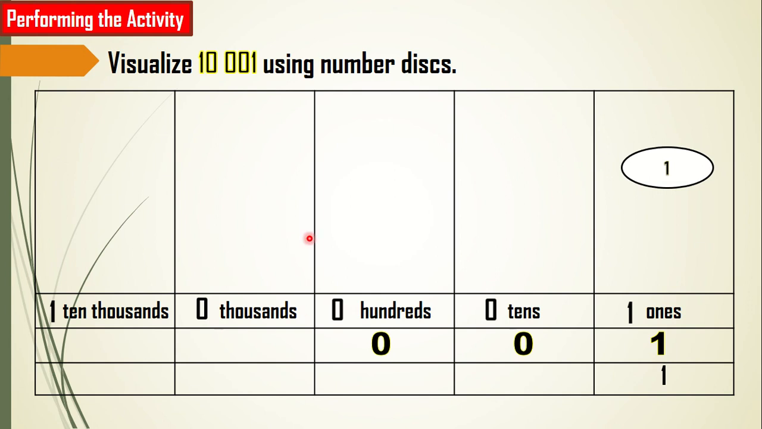How many 1000 discs do we need? Yes, we don't need 1000 discs because it is 0. How many 10,000 discs do we need? We need 1 10,000 disc because it is equal to 10,000.